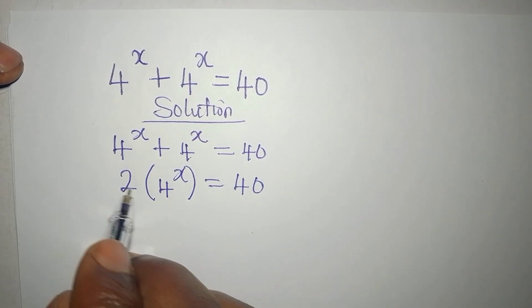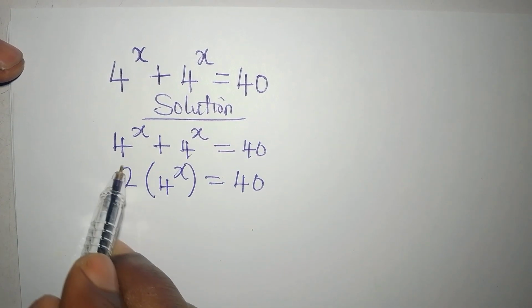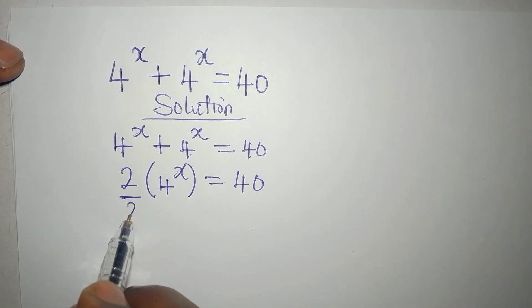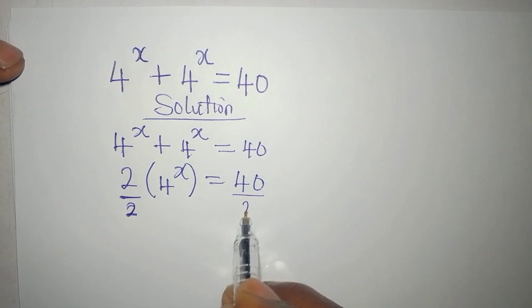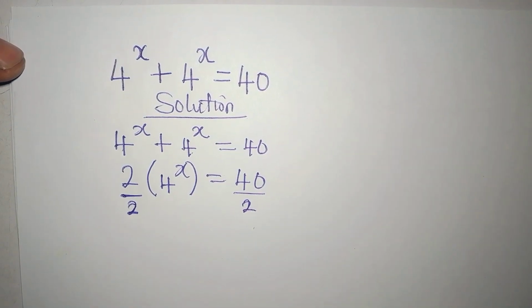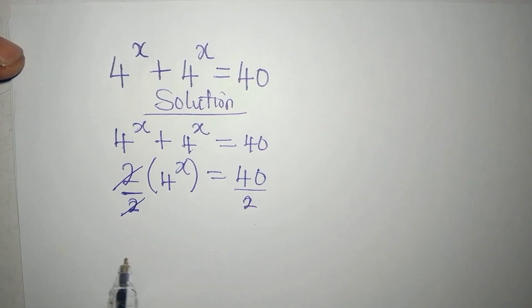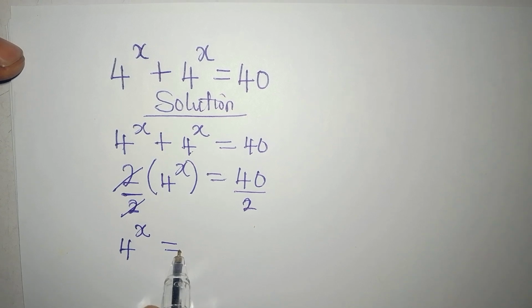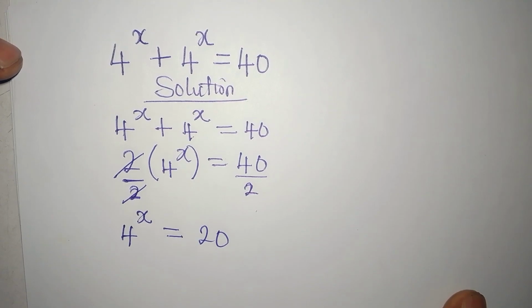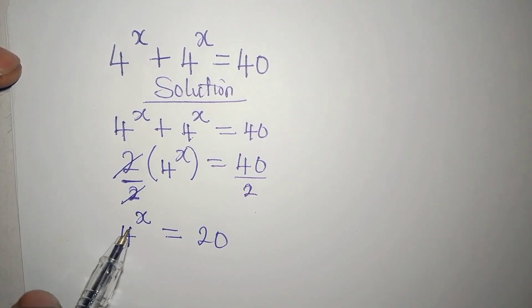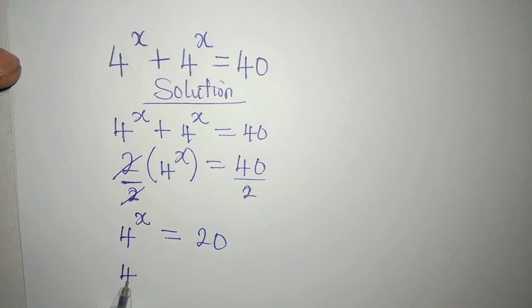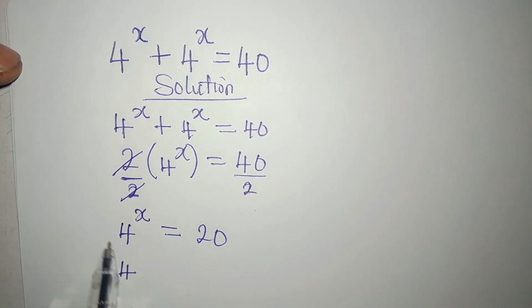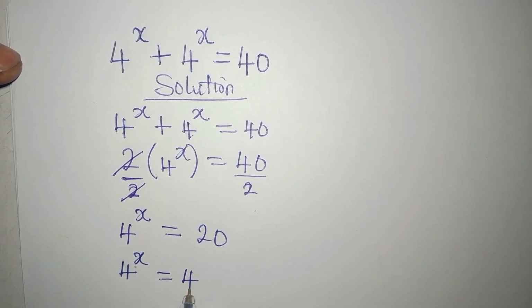Now, because we are multiplying these two, to remove this from here, you can only do that by dividing, and what you do on one side, you have to do on the other side. 4 to the power of x is left on the left, and it's equal to 20. And 20 cannot be written in index form. So we have 4 to the power of x equals 20, which is 4 times 5.